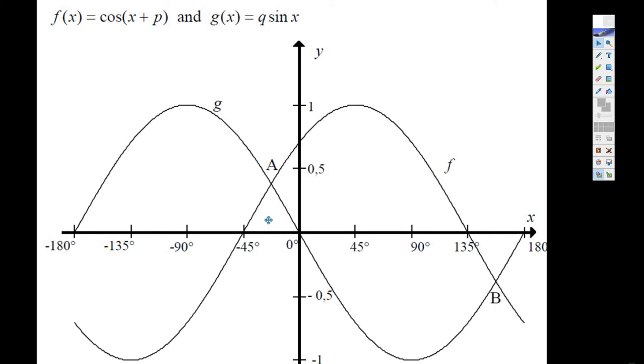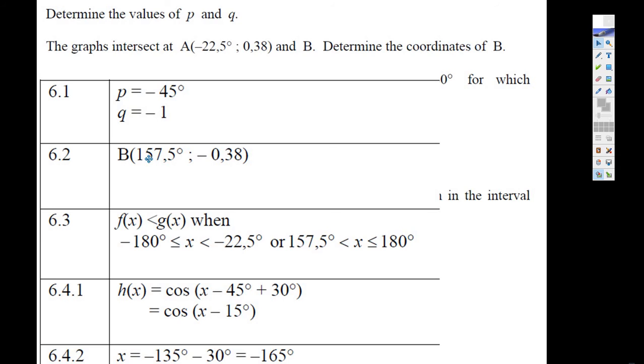And the y value, instead of going up to 0.38, you must be going down to 0.38. It's just a little bit of symmetry. The middle of 135 and 180 and going down instead of going up.